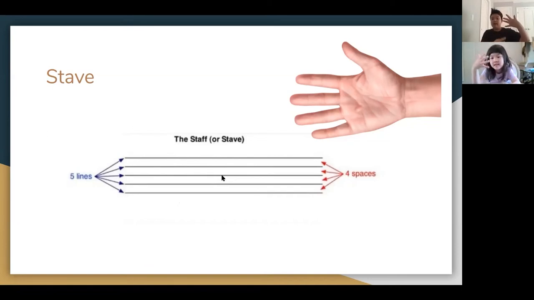5 fingers. Can you follow me? 1, 2, 3, 4, 5. And 4 spaces: 1, 2, 3, 4. So if you forget how many, you always bring out your hand and remember this. Can you do this on your own, please? 1, 2, 3, 4, 5. 1, 2, 3, 4. Excellent. Good job. So can you draw the staff 2 times on the piece of paper, please? So 5 lines and 4 spaces. Always remember, it's always from the bottom to the top.